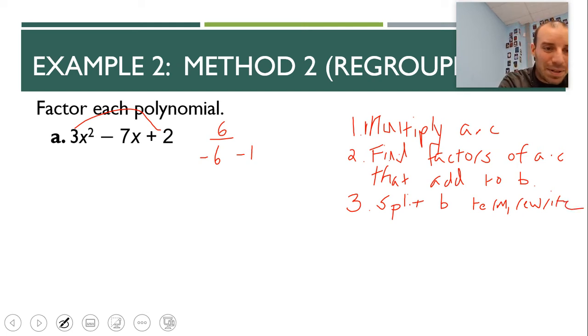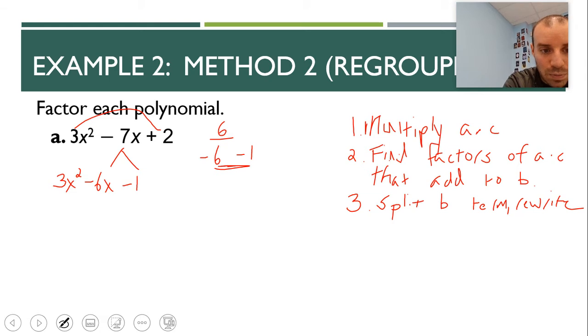So what do I mean by that? I mean I'm going to take this b term and I'm going to rewrite it. Instead of -7x, I'm going to rewrite it as -6x minus 1x, which are my two factors right here. So I'm going to have 3x squared minus 6x minus 1x, and then keep that c term the same, plus 2.